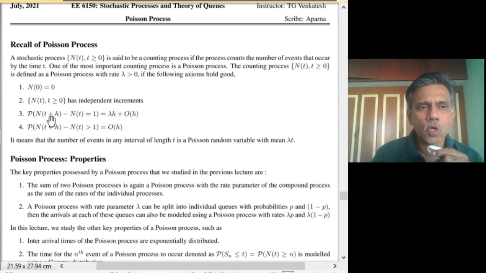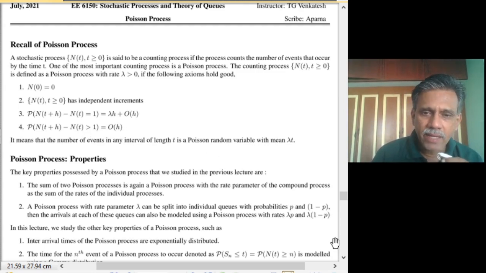Then we have also shown that another way of interpretation of the Poisson process is that in a small interval h, where h tends to 0, the number of events, Poisson events, that will occur in an interval t to t plus h, which is given by probability of N(t plus h) minus N(t) equal to 1, is proportional to h, and the proportionality constant is lambda. That is lambda h, but there is an error of order h. And the probability that no events have occurred is simply 1 minus lambda h, and the probability that more than one event has occurred is of order h.